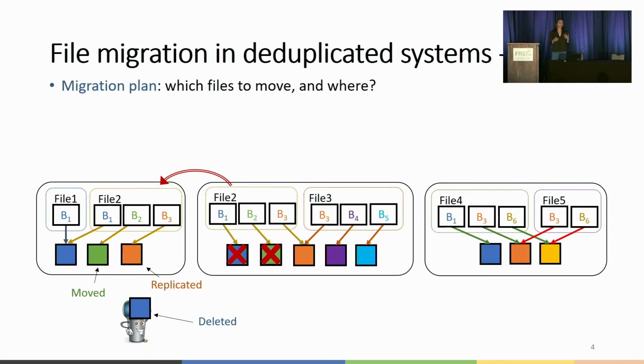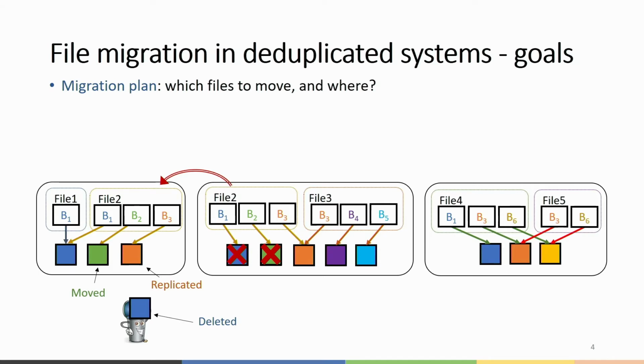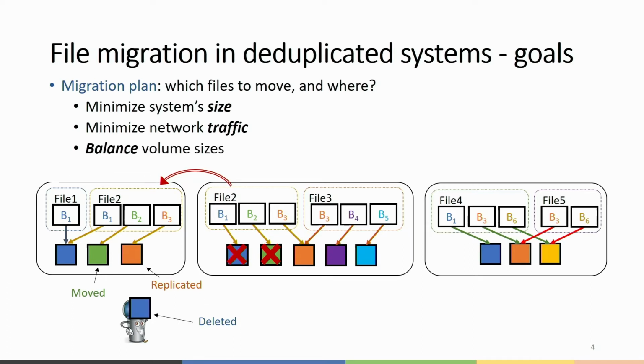So our goal is to come up with a good migration plan, which is just a list of files and the volumes that they have to be transferred to. And what makes a good migration plan? We want to minimize the system size or keep the deduplication as effective as possible. We want to minimize the traffic because we don't want to end up having to move all the files around from all their volumes to new volumes. And we also have to maintain the system as balanced. Now, the third goal is very important because if we don't add it, then we might find ourselves trying to move all the files to a single volume. This would make the deduplication most effective, and we'll have only one copy of each of the blocks, but it will defeat the entire purpose of having a distributed system.